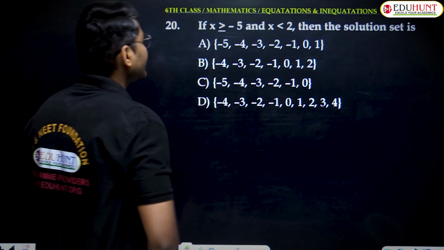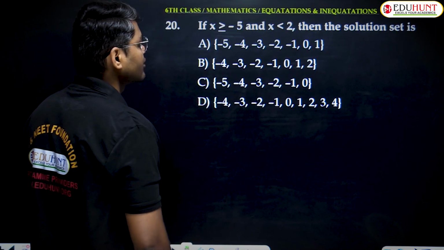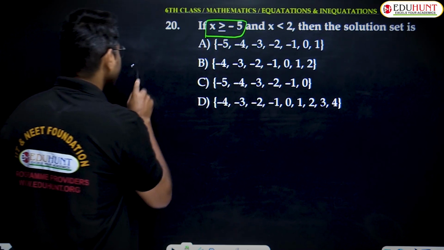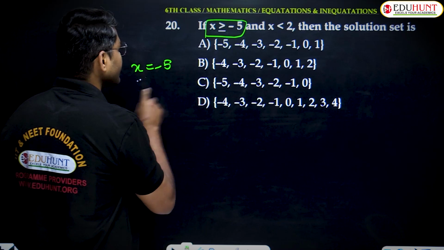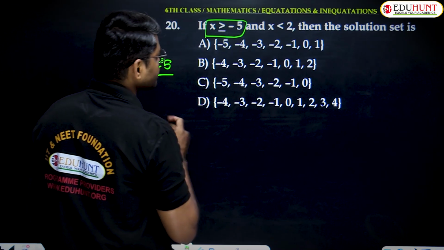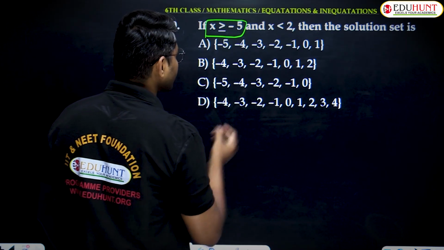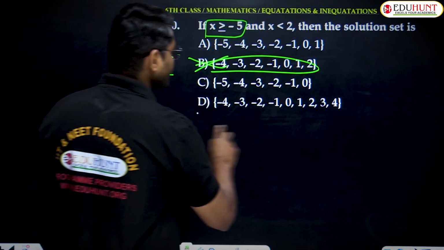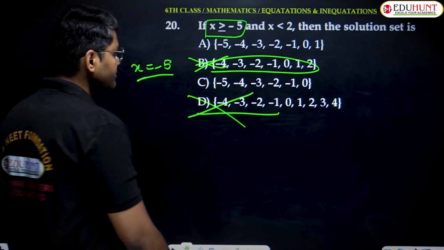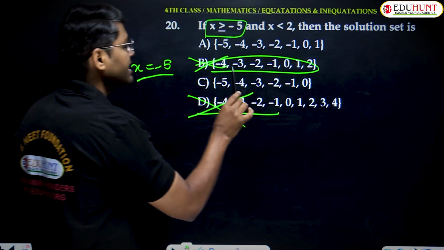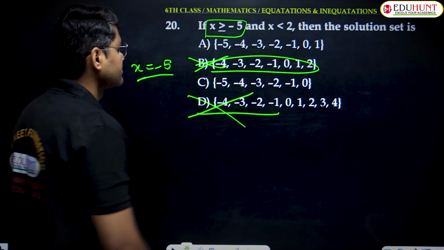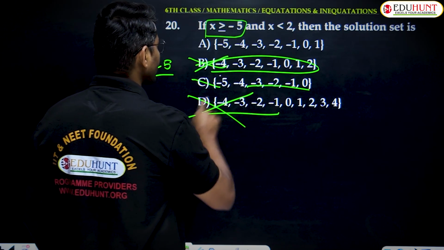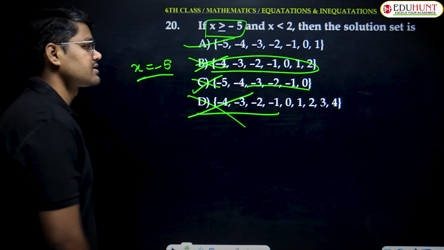If x greater than or equal to minus 5 and less than 2, then the solution set is x is equal to minus 5 and greater than minus 5. So minus 5 should be included. In this one, minus 5 is not included. In this one, minus 5 is not included. Okay, x less than 2 means 2 should not be included. That means 1 should be there. So here no 1 is there. So this option is also wrong. Option A is the correct answer for this question.